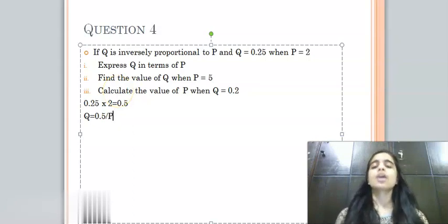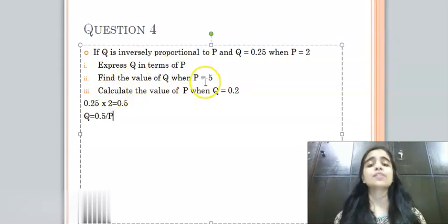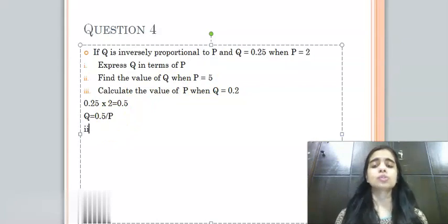This is done. Find the value of q when p is 5. So I will put p as 5 over here. That means 0.5 divided by 5, which is 0.1. So for part number 2, q will be 0.1.